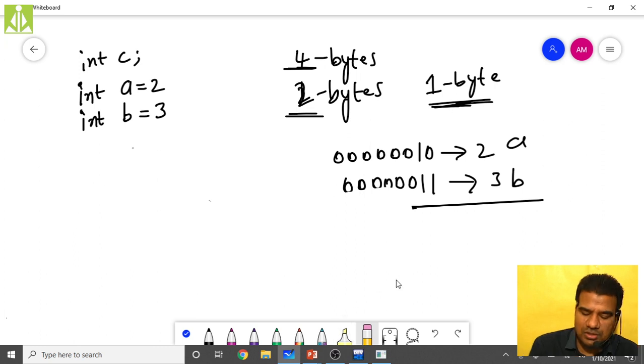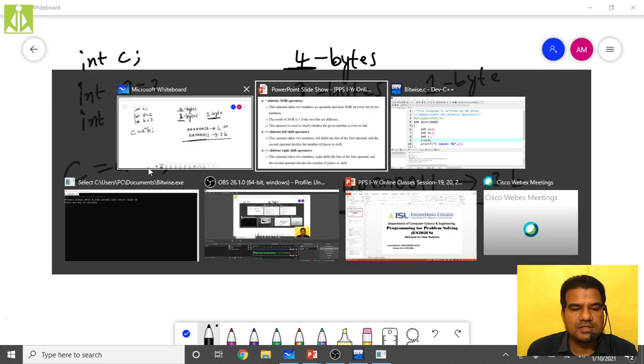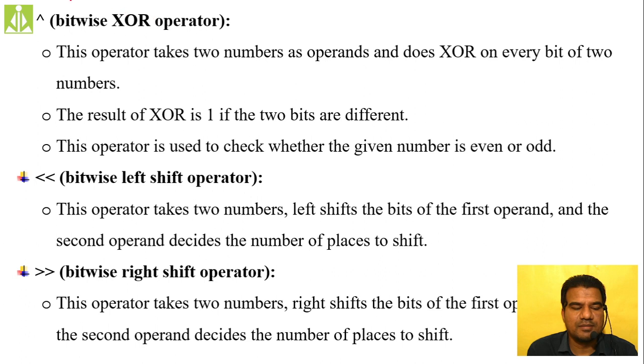So the same I'm applying here. Now see, C equals A cap B. This operator we call the bitwise XOR operator.